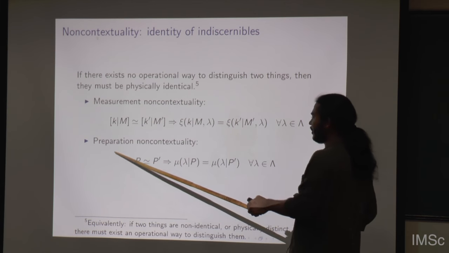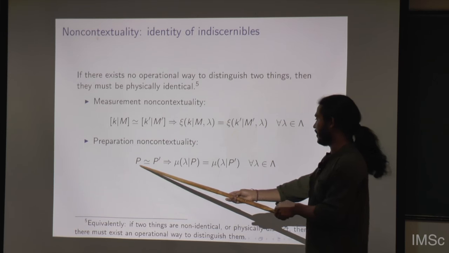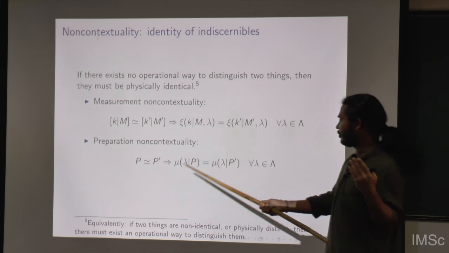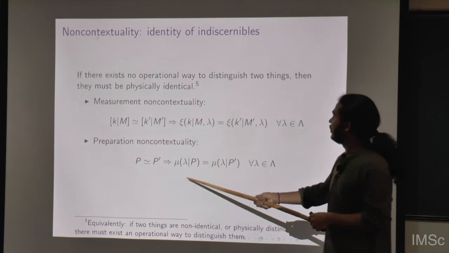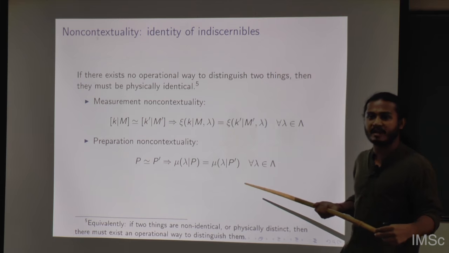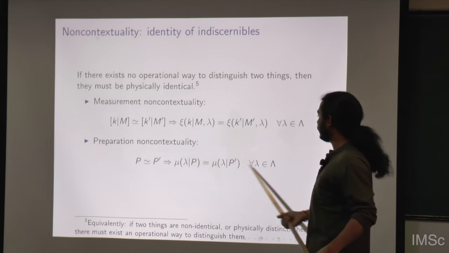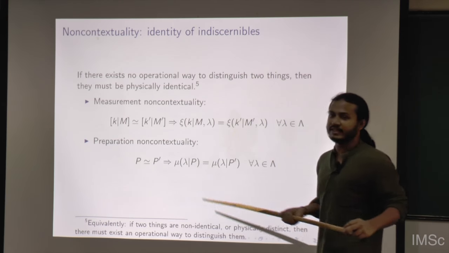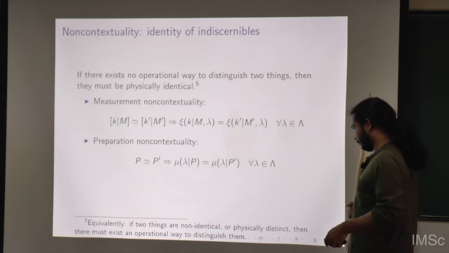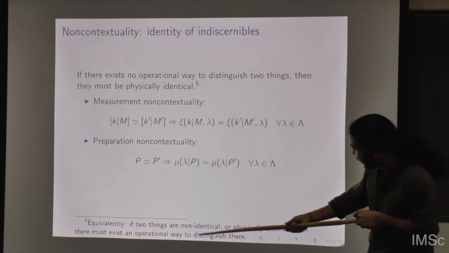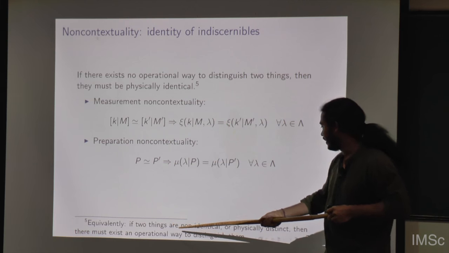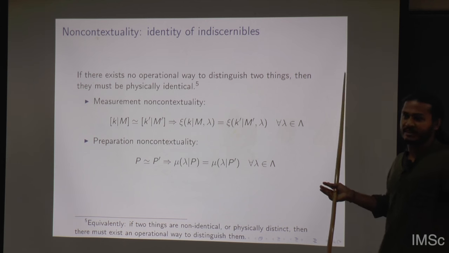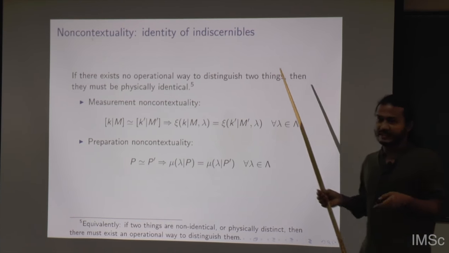Okay? Similarly for preparations, what we are saying here is that if two preparation procedures are impossible to distinguish operationally, then it must be because they're actually sampling exactly in the same manner from the space of physical states, okay? Again, the converse is true. It's this direction that's a hypothesis, and we want to test this hypothesis. By the way, an equivalent way of stating what I've just said is that if two things were physically distinct, then we are assuming that there must exist some operational way of seeing that difference, okay? That's the sort of assumption we're making.